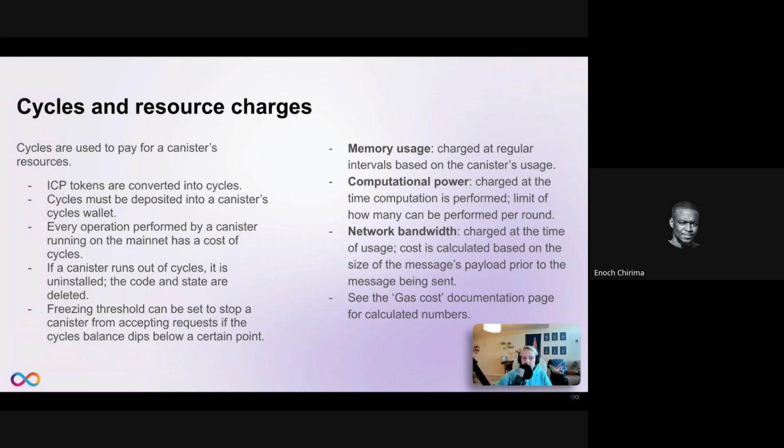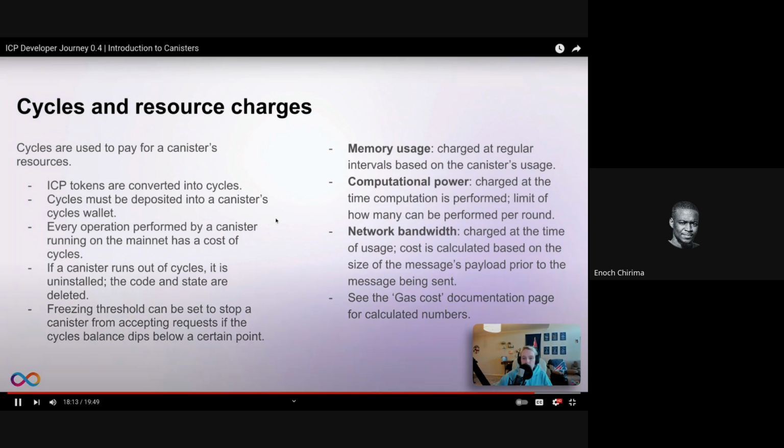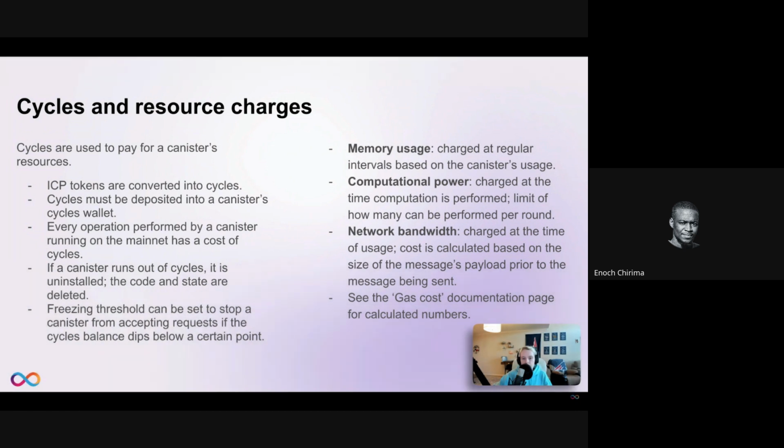So how are these resources charged? Memory usage is charged at regular intervals based on the canister's usage. Computational power, however, is charged at the time that the computation is performed, and there is a limit of how many can be performed per round, which is an intentional design choice for security purposes. Lastly, we have network bandwidth, and the cycles for network bandwidth are charged at the time of usage, just like the computational power is. The cost is calculated based on the size of the message's payload prior to the message being sent.